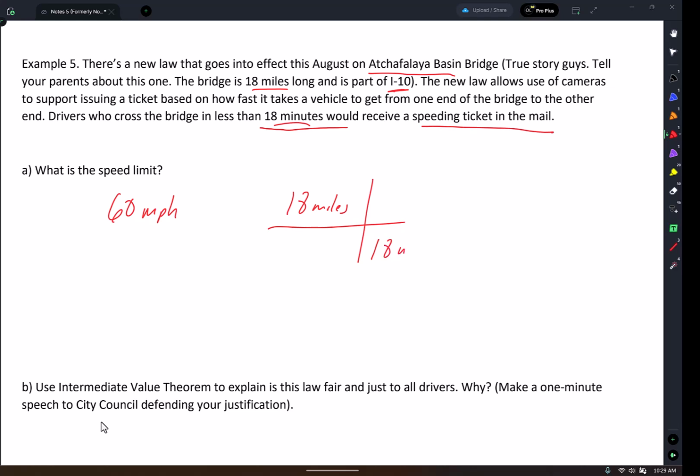Don't worry. We're going to convert this to miles per hour. And there's 60 minutes in 1 hour. So notice that the minutes cancel out and you get miles per hour. The 18 over 18 is 1. See, that's just 1. And you just get 60. And then you get what? Miles per hour. So that's the speed limit. Cool or not cool?